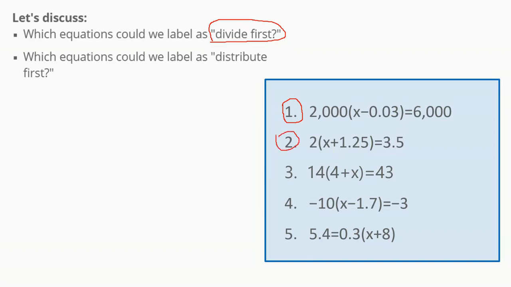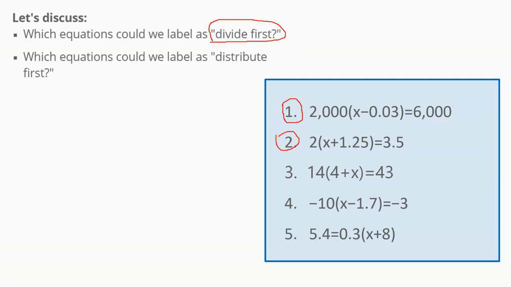Number 3, you have 14 times (4 plus x) equals 43. So how do you feel about this one, ladies and gentlemen? Just keep in mind, if you divided 43 by 14, will you get a pretty number? Probably not, right? So that one, we're going to leave it alone because it might just be easier to distribute that.